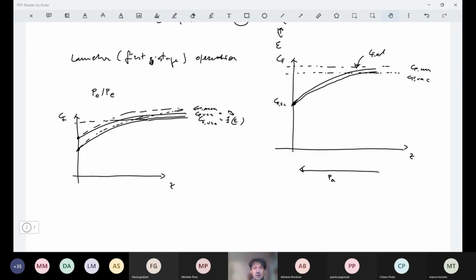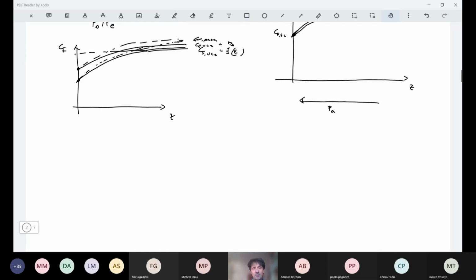Another option is that of getting a higher thrust coefficient, considering that this is the adapted thrust coefficient, rather than adapting here, as we have just shown, that it was this line. Let's do it in this way to make it clearer. We can adapt at this altitude to get something like this.